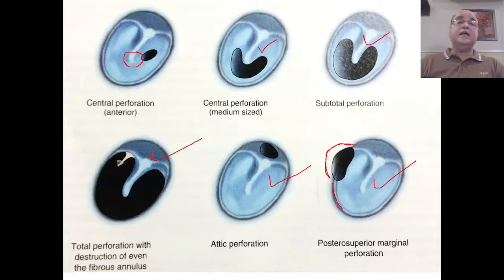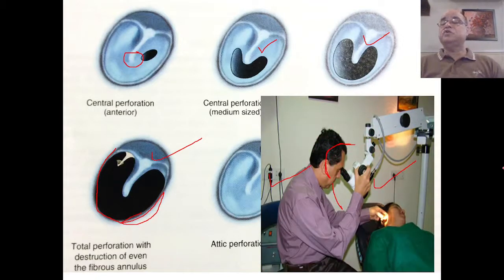In contrast, in this picture, the whole of the pars tensa has gone, but still it is surrounded by the intact bony annulus all around. So that's why we call it a total central perforation. So that's why examination under the microscope is a must. An ear examination is never complete until and unless we have examined it under the microscope.